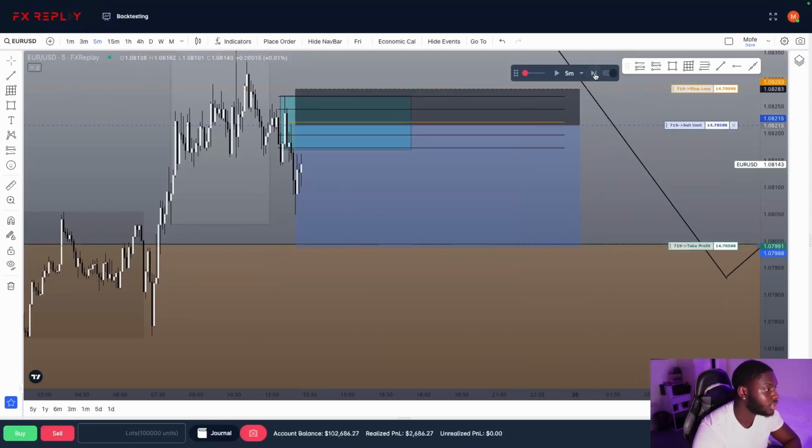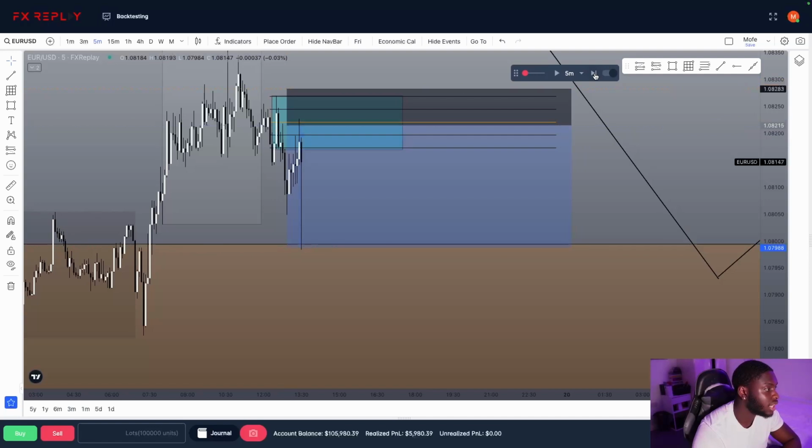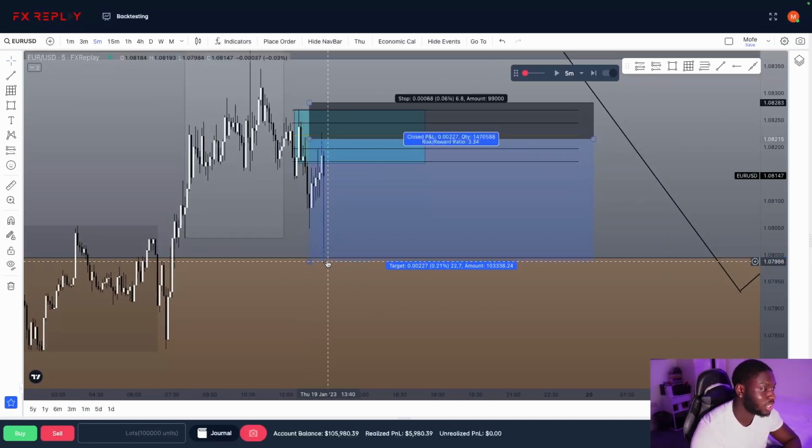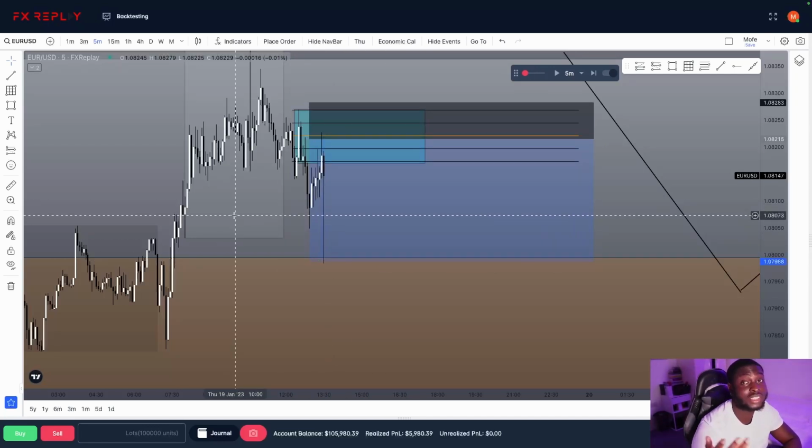And let's play forward and see what price starts to do. Tagged in, tagged out. Quickest trade of my life. If you're taking a trade like this, you would have been very happy in real life. Got tagged in, just about to the pip, and tagged out, just about to the pip. For 1 to 3.34.